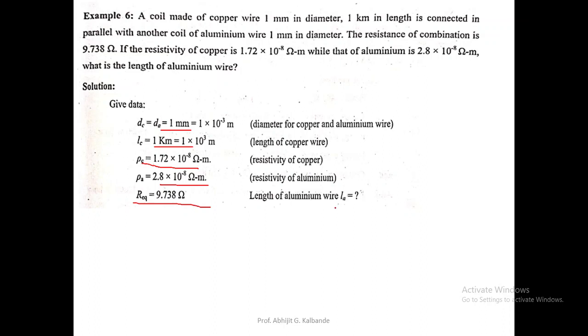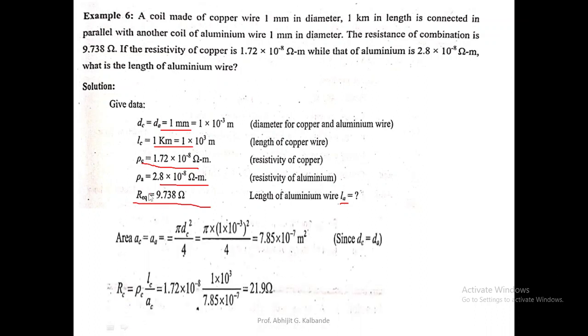Whatever we have to find out, we have to find the length of the aluminum wire. R equivalent resistance is also given. So what I do here is first find the value of area for the copper. We know that the area of the copper wire and the area of the aluminum wire are both the same.